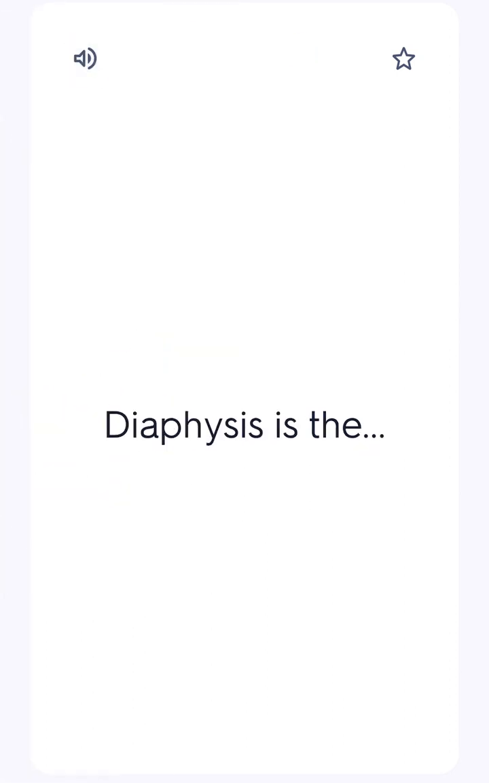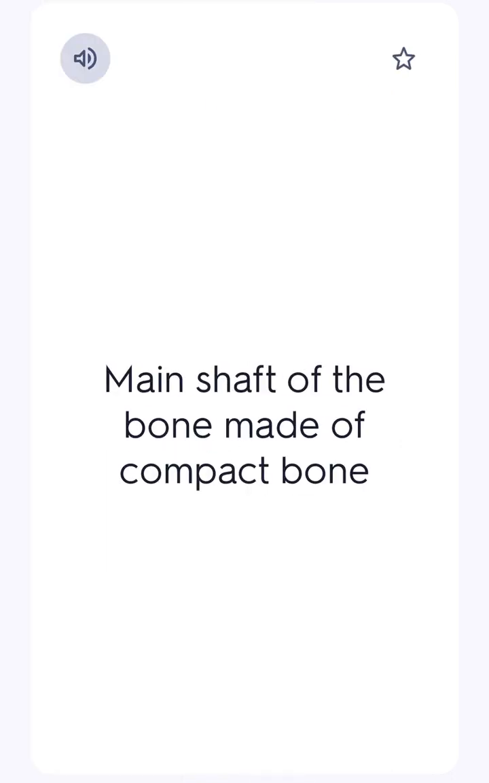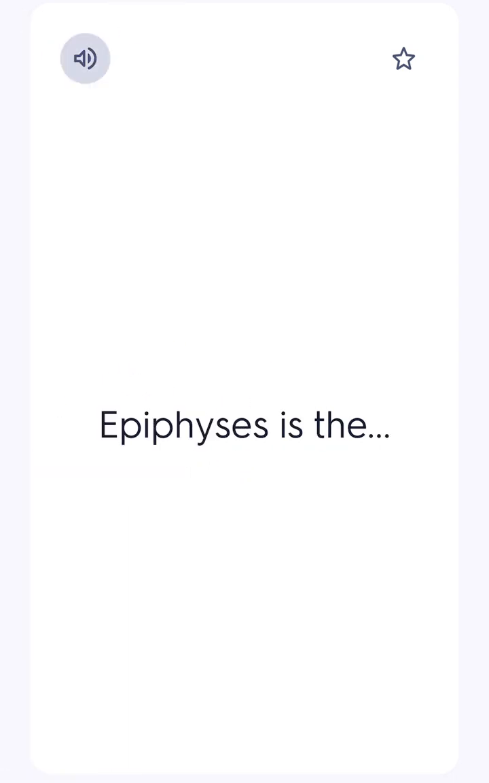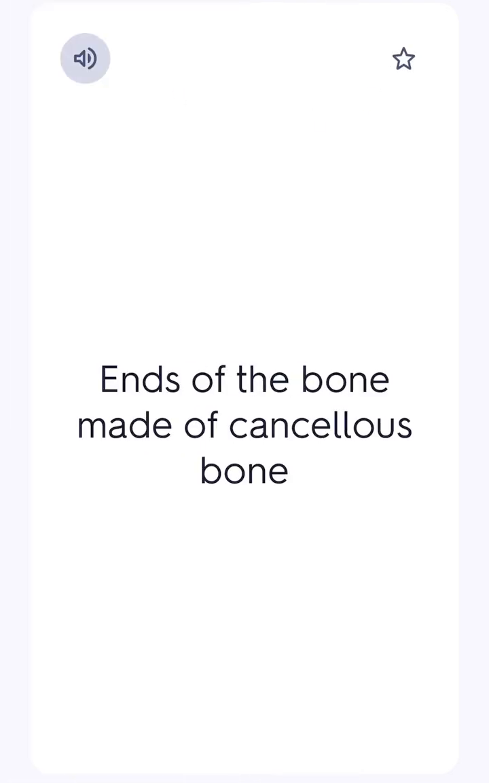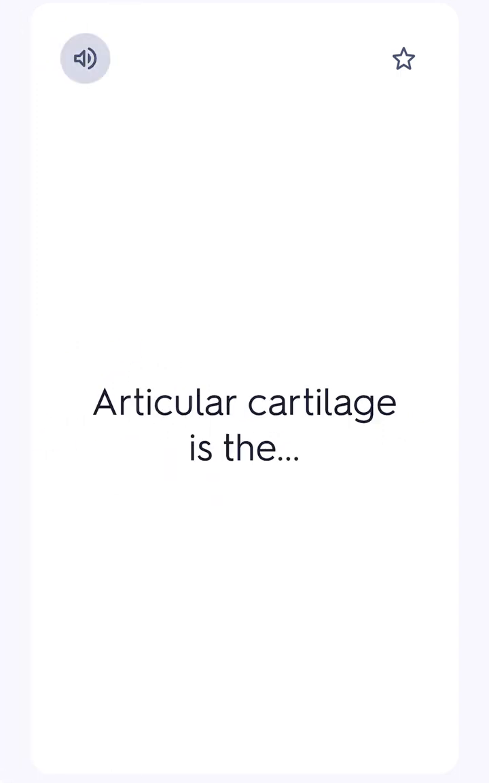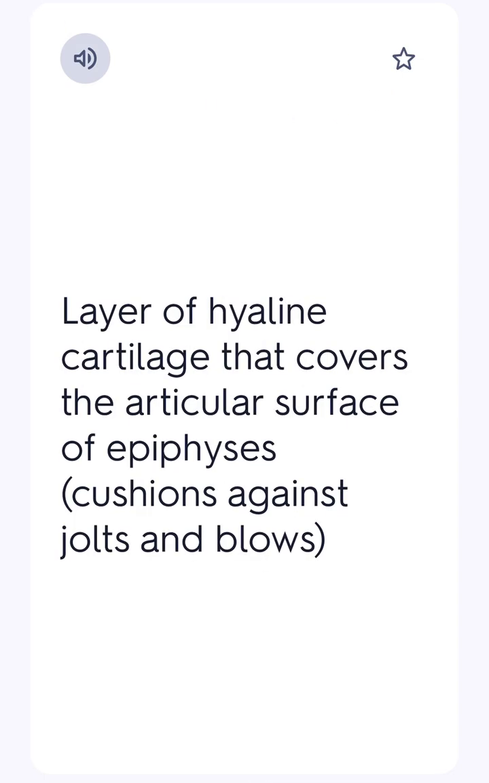Diaphysis is the main shaft of the bone made of compact bone. Epiphyses are the ends of the bone made of cancellous bone. Articular cartilage is the layer of hyaline cartilage that covers the articular surface of the epiphyses.